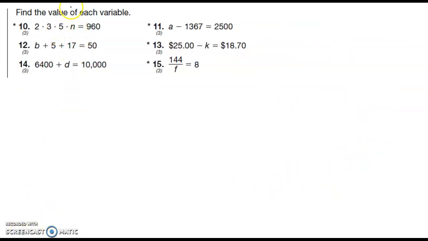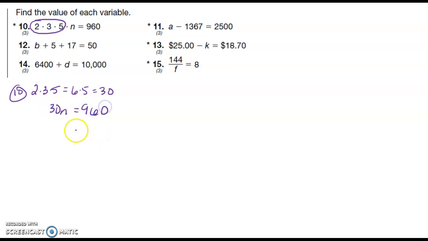All right, number 10, find the value of each variable. So the first thing I'm going to do is multiply all of these. So 2 times 3 times 5, which is 6 times 5, which is 30. So what I have for number 10 is 30n is equal to 960. 30 times n is equal to 960. So I have to do the opposite of multiply, which is divide. So 30 divided by 30 is n. My equals comes down, and 960 divided by 30 is 32.